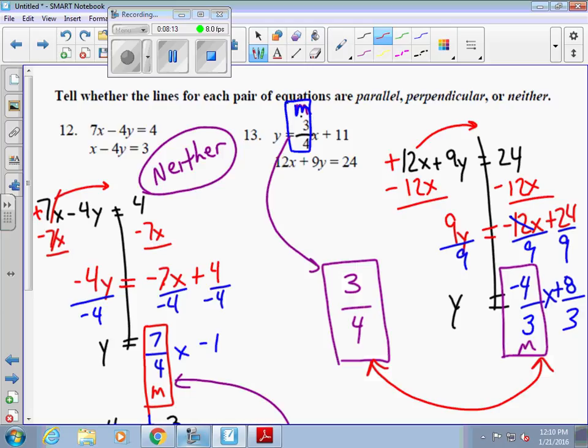So they're not parallel lines. But perpendicular lines, remember, are negative reciprocals of each other. Two things have to happen. They have to flip. That's what reciprocal means. 3 over 4 flips to 4 over 3. That's good. And negative means the sign changes. Remember, one will be positive, the other will be negative. That's what we have here. We have negative reciprocals. Therefore, for 13, these two lines are perpendicular. So to answer the question, number 12 is neither. Number 13, the lines are perpendicular.